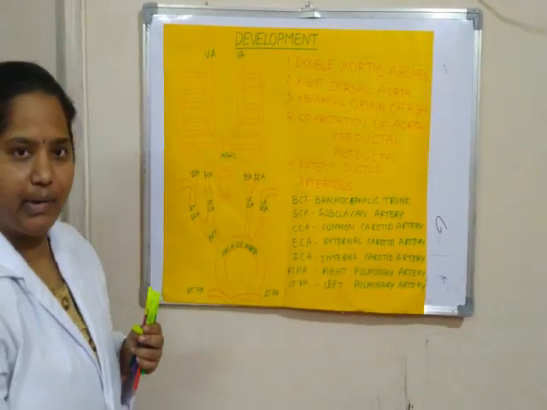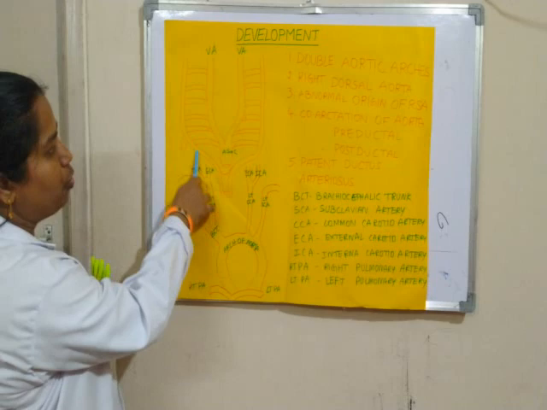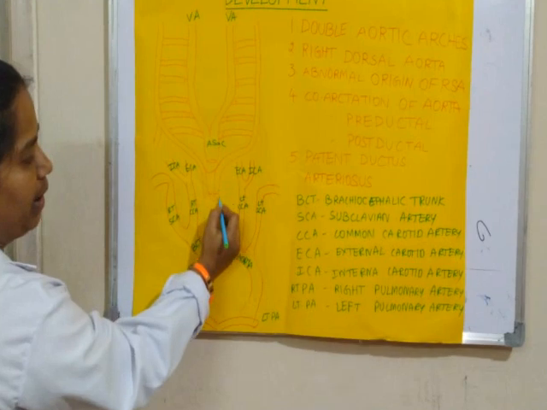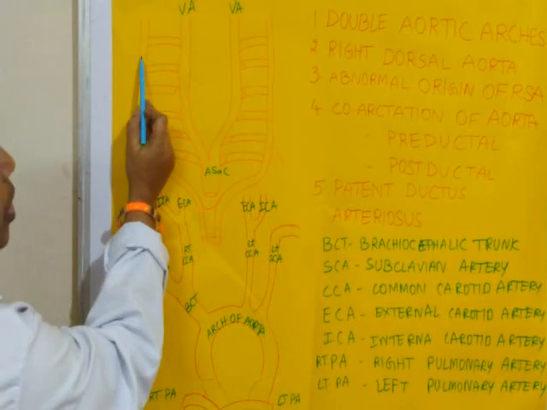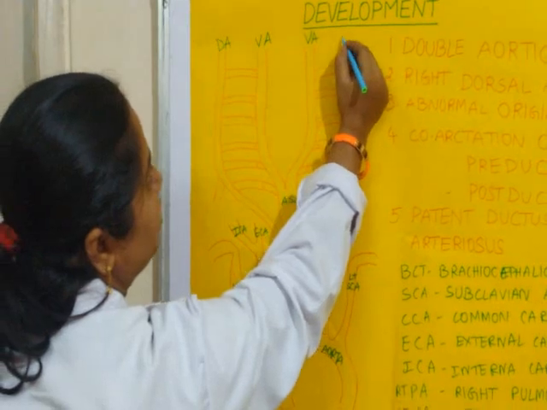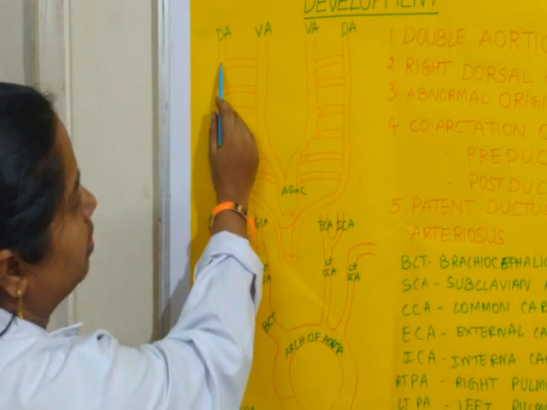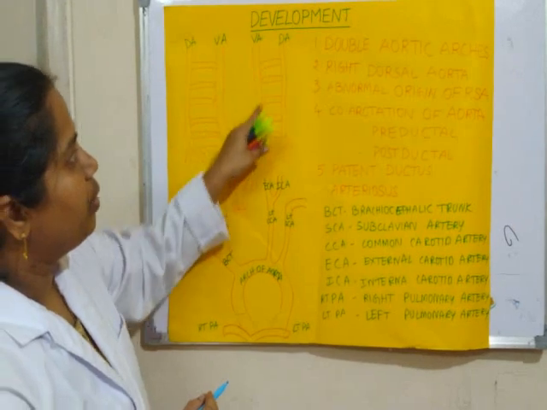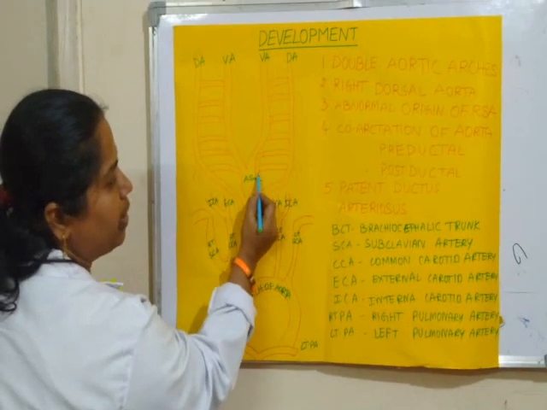So ventral aortas are present on the ventral side. Dorsal aortas are seen on the dorsal side. These two dorsal aortas, which are seen on either side, also fuse in the midline distally. And in the communication between ventral and dorsal aortas, we can see some arches. These are called aortic arches. Here we have 6 arches connecting the ventral aorta and the dorsal aorta. First one, second one, third one, fourth one, fifth one, sixth one.